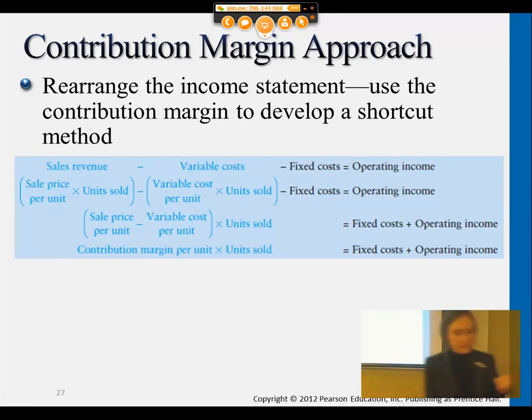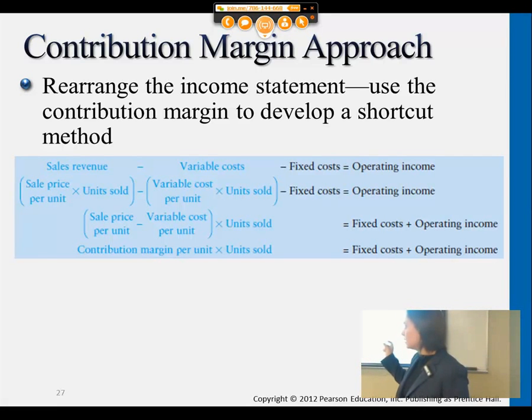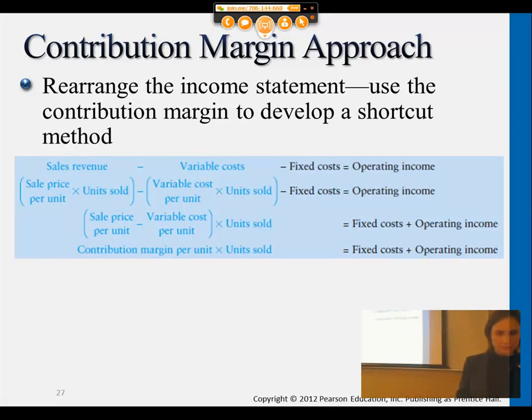Now we also had sales price per unit, units sold, variable cost per unit, units sold, the same, right? Here's the difference. The difference between the sales price per unit and variable cost per unit is what we're going to call contribution margin per unit. So it's the difference between sales price and the variable cost per unit. That's my contribution margin per unit. Once I multiply it by units sold, I get the fixed cost and the operating income.